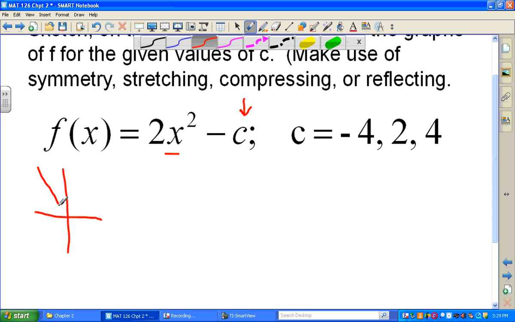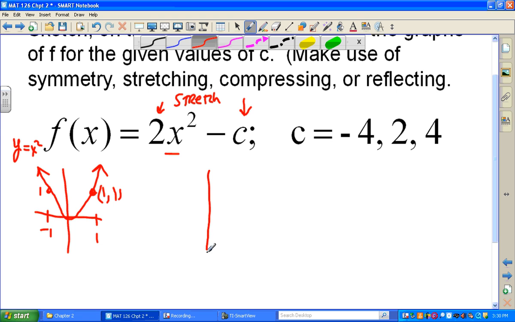So if I have the standard graph of x squared, it's a parabola. The point 1, 1 is on the graph, and the point negative 1, 1 is on the graph. That's of y equals x squared. If I put the 2 in front of it, that's known as a stretch with a factor of 2. Because what happens to the y value if I put a 2 on there? Instead of 1, 1, it's going to become 1, 2. Instead of negative 1, 1, it's going to give negative 1, 2. So it's going to go up a little quicker than normal.